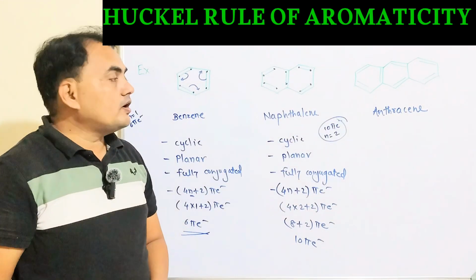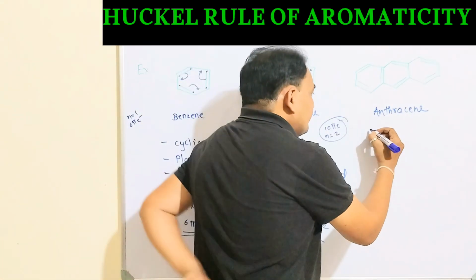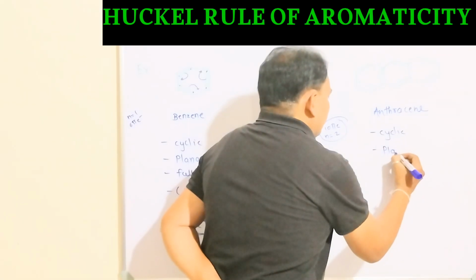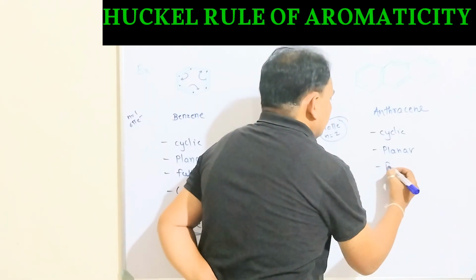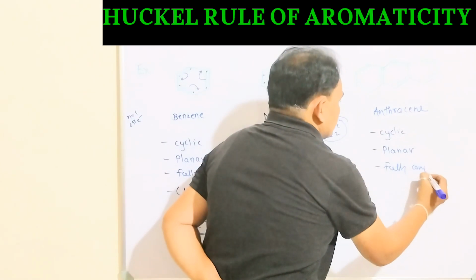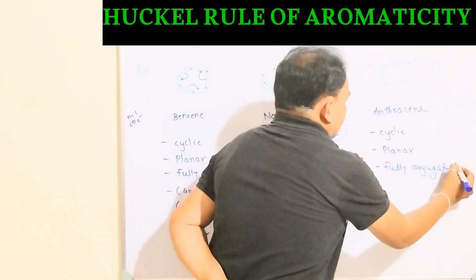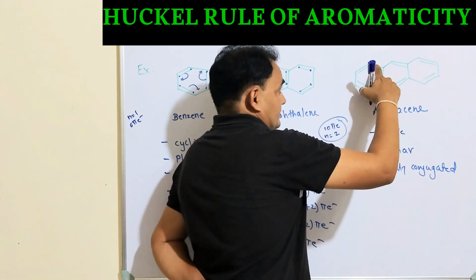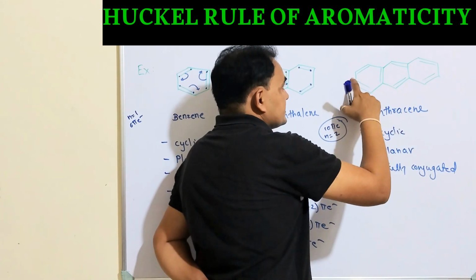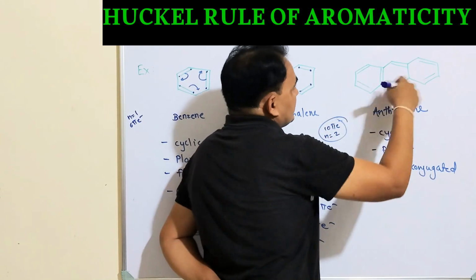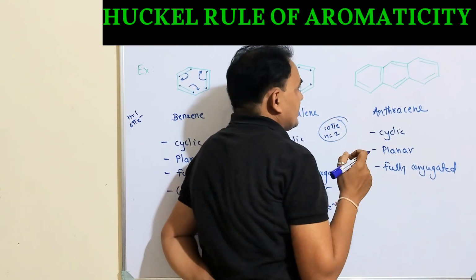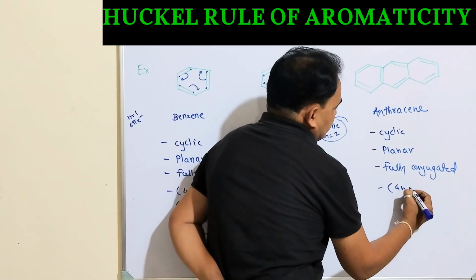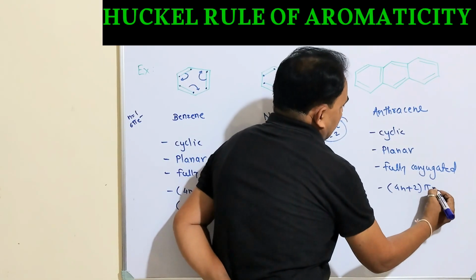Now we take the example of anthracene. Anthracene is also a cyclic compound. It is also a planar compound and a fully conjugated system. How conjugated? See here, double bond, single bond, double bond, single bond, and so on. In this way there are alternate double and single bonds, and conjugation is also there. And the fourth condition, whether it consists of 4n plus 2 pi electrons or not.